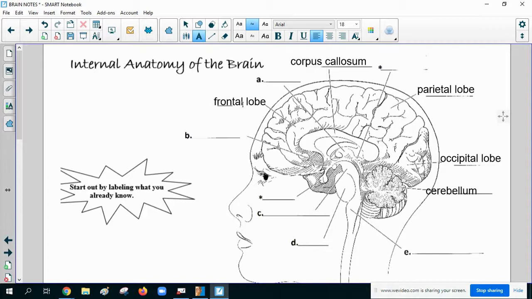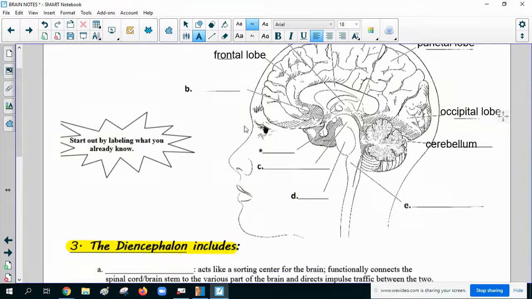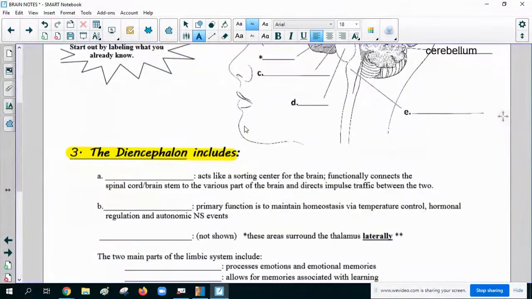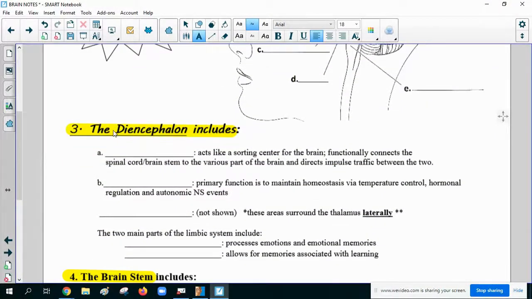So now that we have all of the empty ones taken care of, let's move on to our new information. Okay, so there's a part of the brain called the diencephalon. This is a major region, kind of like we learned about the cerebrum, and it has several important parts included. So the first one is called the thalamus, and that's going to be part A on our diagram.